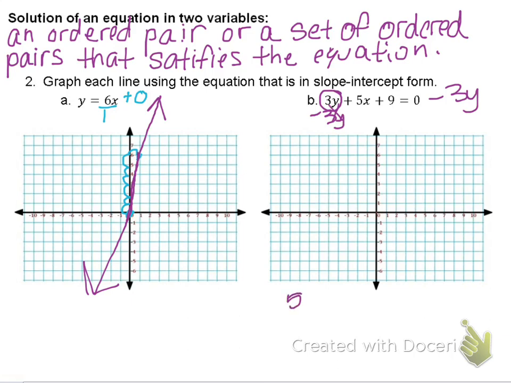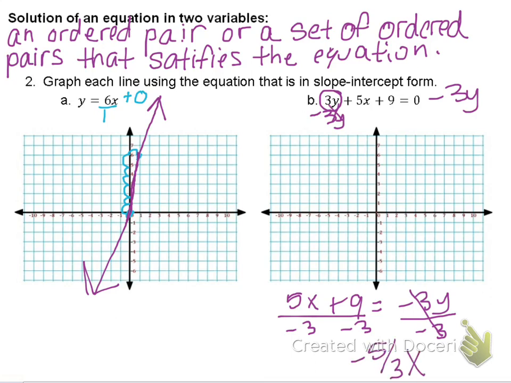So that would leave us with 5x plus 9 equals negative 3y. So then we would need to divide by negative 3 to get y by itself under each term. So these would cancel out to be 1, and we would have just y. And then 5 divided by negative 3 would be negative 5/3 x. And 9 divided by negative 3 would be negative 3. And then I'm going to put the y over here. So this is our equation.